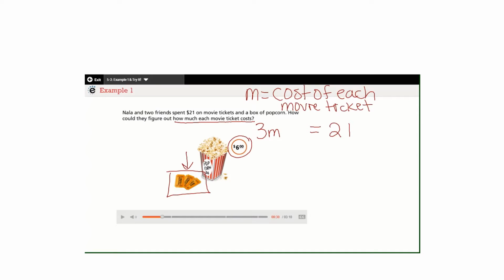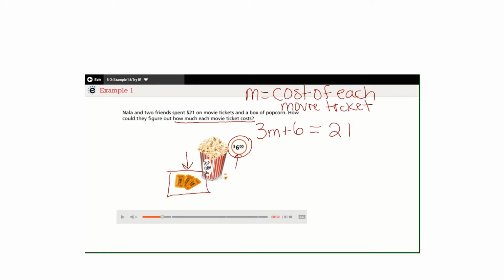Now we have to figure out what we're going to do with the $6. In this case, we're going to add the $6 because we had to buy additional popcorn, which is $6. So we have to add that to whatever we spent for the movie tickets. Next, we need to solve.